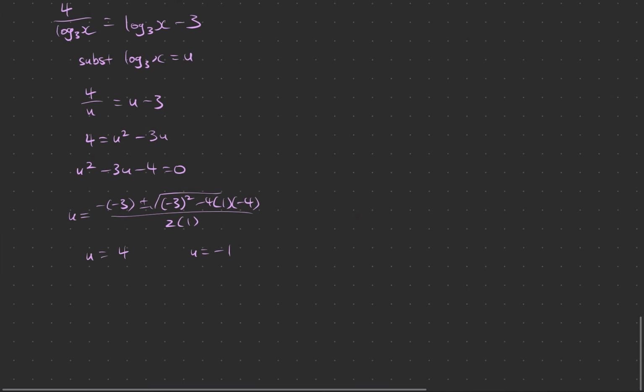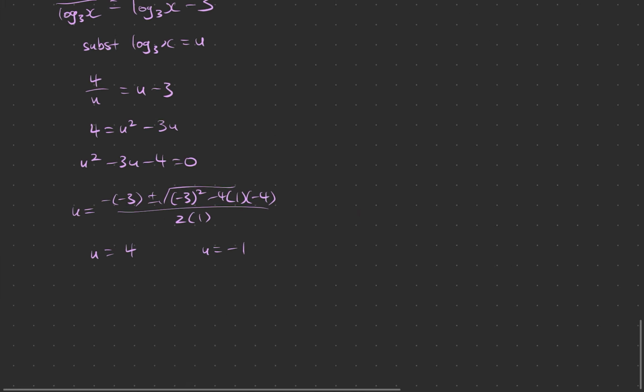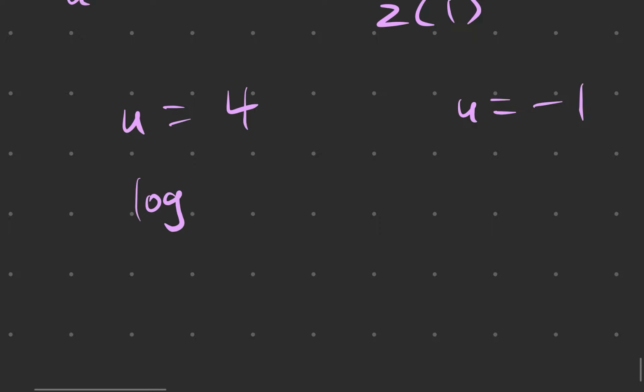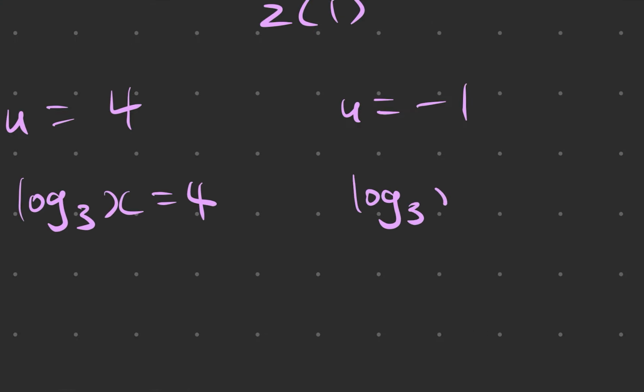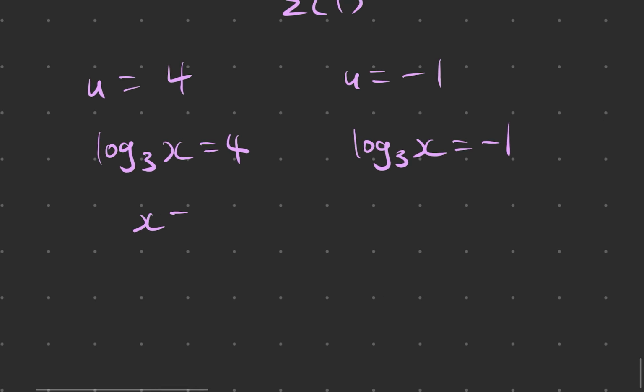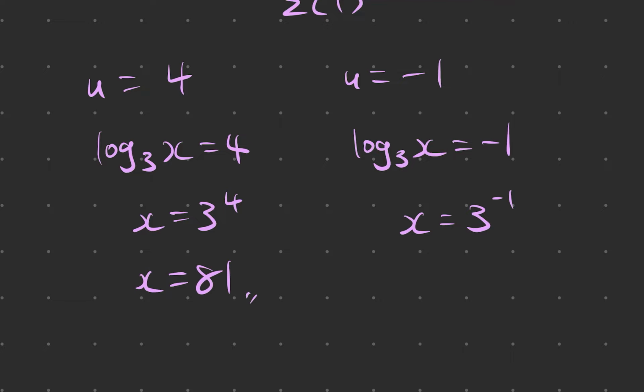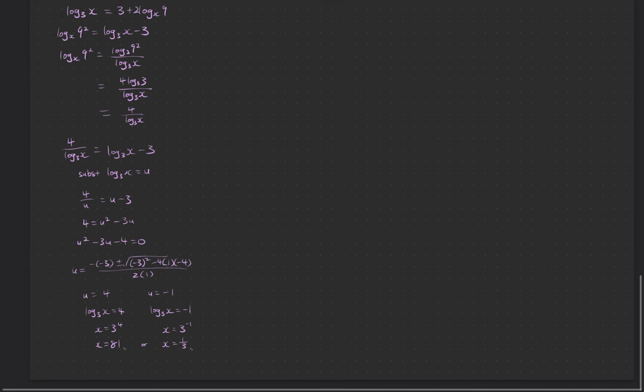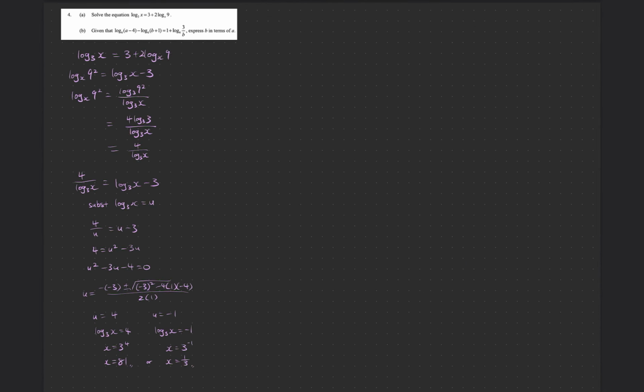And we can substitute that value back into log base 3 of x. So log base 3 of x equals 4, log base 3 of x equals negative 1. And therefore, x will equal 3 to the power of 4, x will equal 3 to the power of negative 1. And that will give me 81, and my x can also equal 1/3. There you go. That's for part A. Now we move on to part B.